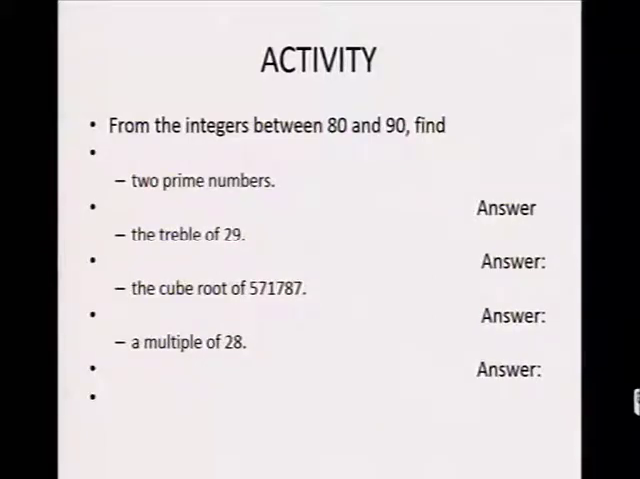When you say cube root, this is what they are saying. A small 3 must be here. You say 571,787, then what is the cube root? Well, we know square root, but we also have cube root. So they are asking for the cube root of 571,787, a multiple of 28. All these things are what you will find in your exam. I just brought this in for you to have an idea of what we are calculating there.